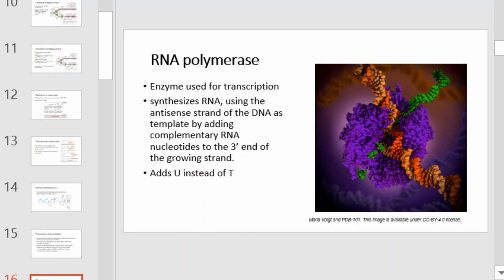RNA polymerase is used for transcription. RNA polymerase synthesizes RNA using the antisense strand of the DNA as a template. It adds complementary RNA nucleotides to the 3' end of the growing strand. One major difference between RNA production and DNA production is that RNA polymerase adds uracil in a pairing with adenine instead of thymine.